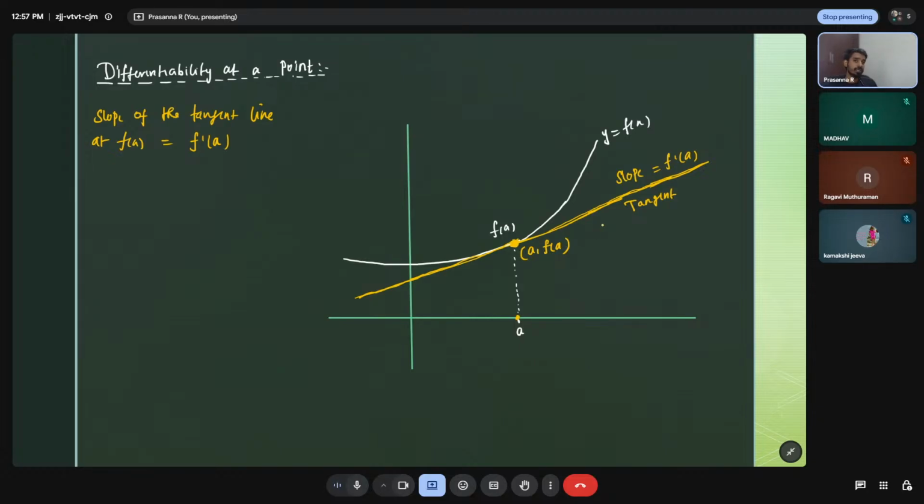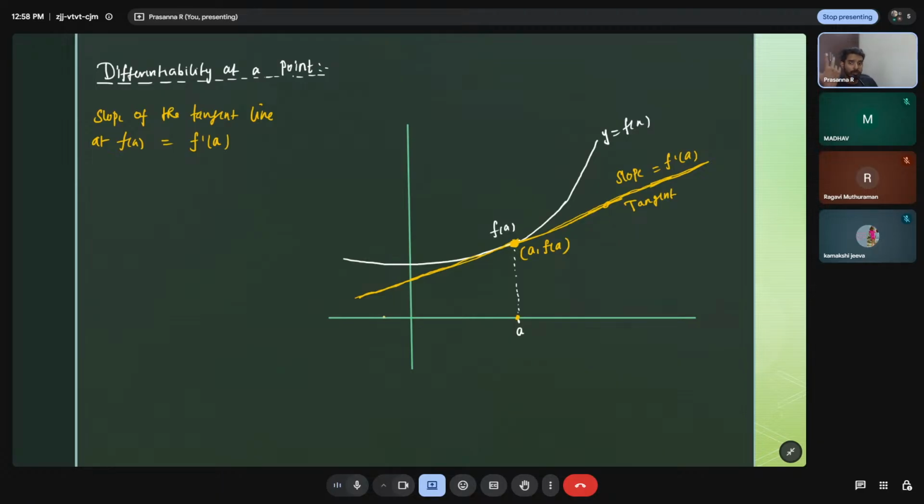How to find the slope of a line? We can find it in many ways. Tan theta. If I know 2 points, I can find the slope using y2 minus y1 divided by x2 minus x1, right? But here, in this line, we know only one point, which is a comma f of a. I don't know the other coordinate. So I cannot find the slope of this line, right? If I know one more coordinate in this line, then I can use y2 minus y1 divided by x2 minus x1 to get the slope.